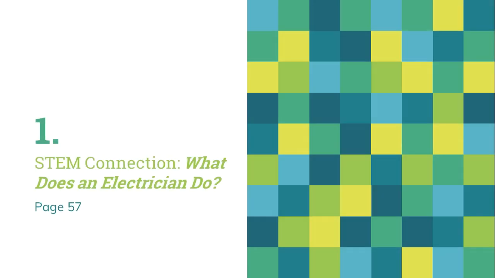Alright, so let's open our book on page 57. Right there we're going to see on the very top a title that says STEM connection: What does an electrician do? Have you ever wondered? We usually see these guys wearing a lot of tools around their pants and actually stripping, cutting cables, tightening them, and doing stuff that seems dangerous. But let's see what they really do.